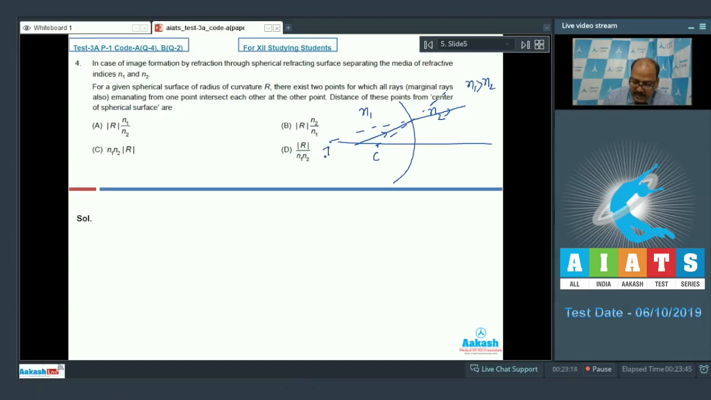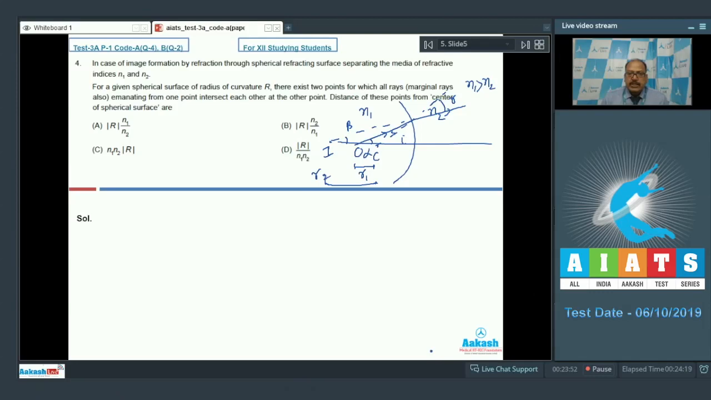Let's call this point as I, this point as O, this angle as angle alpha, this of course is angle I, this is angle R, this angle let's say is beta, and the two points are at distance R1 and R2. So this distance let's say is R1, and this distance IC is let's say R2.